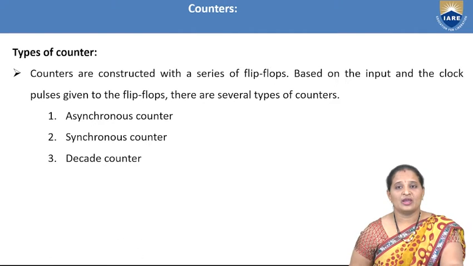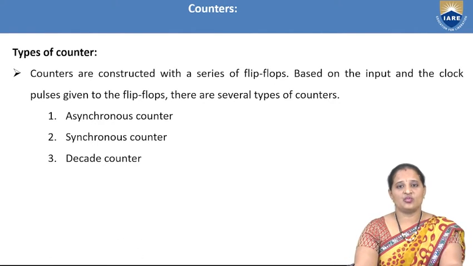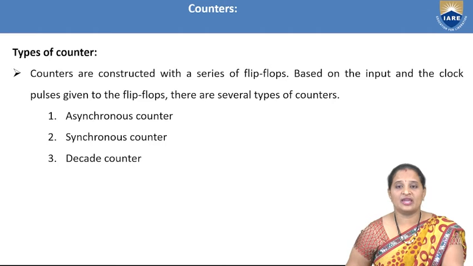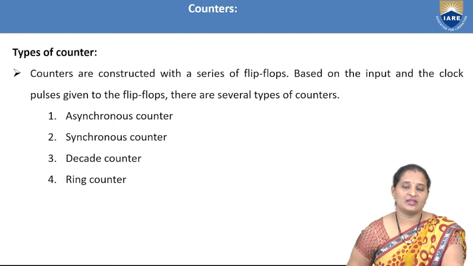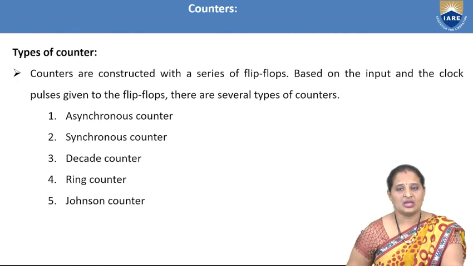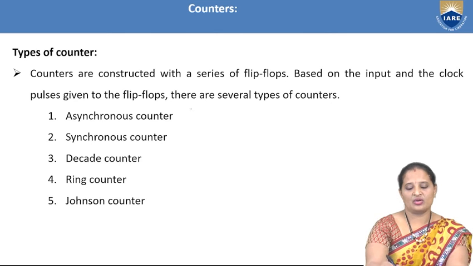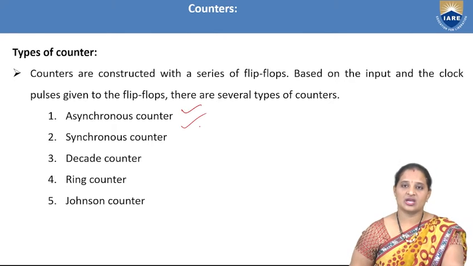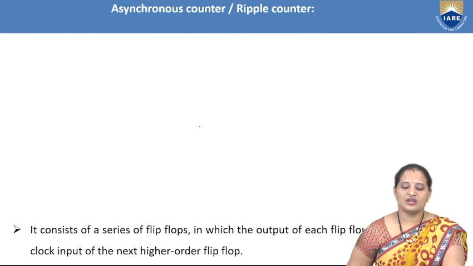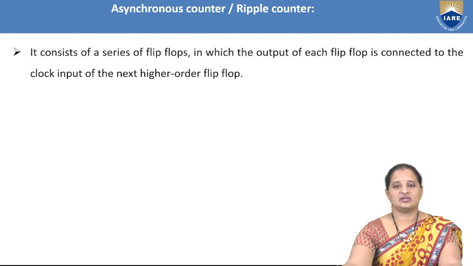And also based on the counting sequence, we can have another type of counter, which is a decade counter, and other types we can have are ring counter and Johnson counter. So in this lecture, we'll be studying asynchronous and synchronous counters. Now let us see what we mean by asynchronous counter.